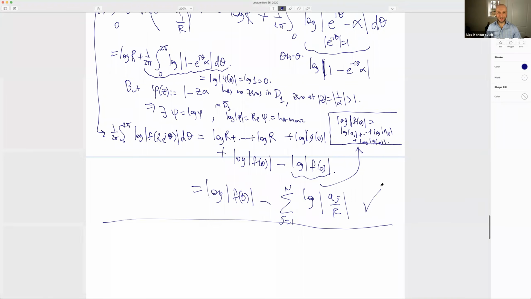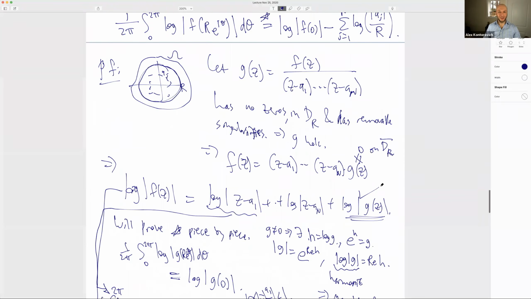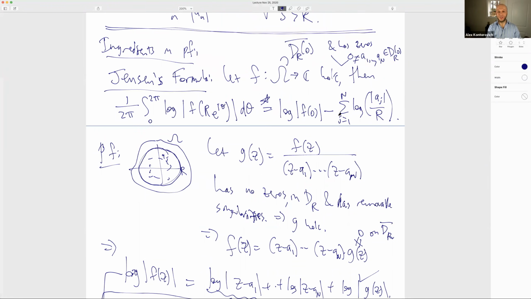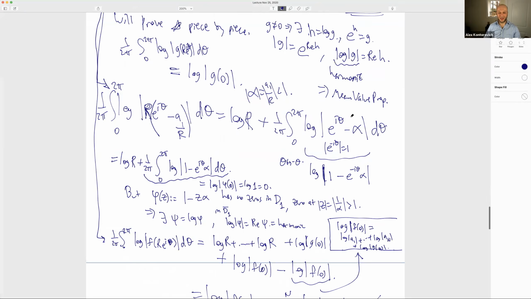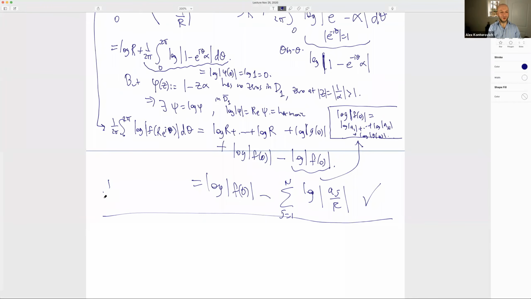So if I scroll up a little bit, the claim was that I get log f of 0 minus this sum. And that is indeed what we get: 1 over 2 pi, integral from 0 to 2 pi, log f of r e to the i theta d theta is this. Okay, so this is an important formula. This is another one that you might review when you're studying for your qualifying exams.